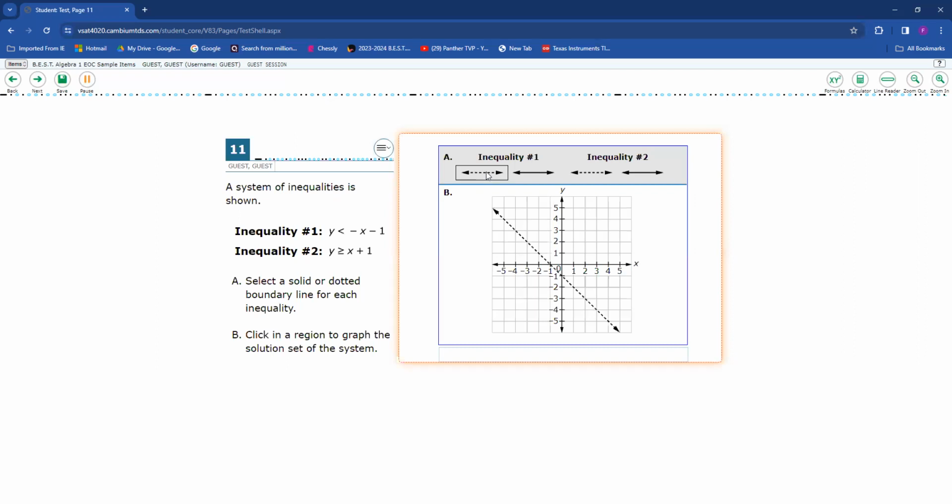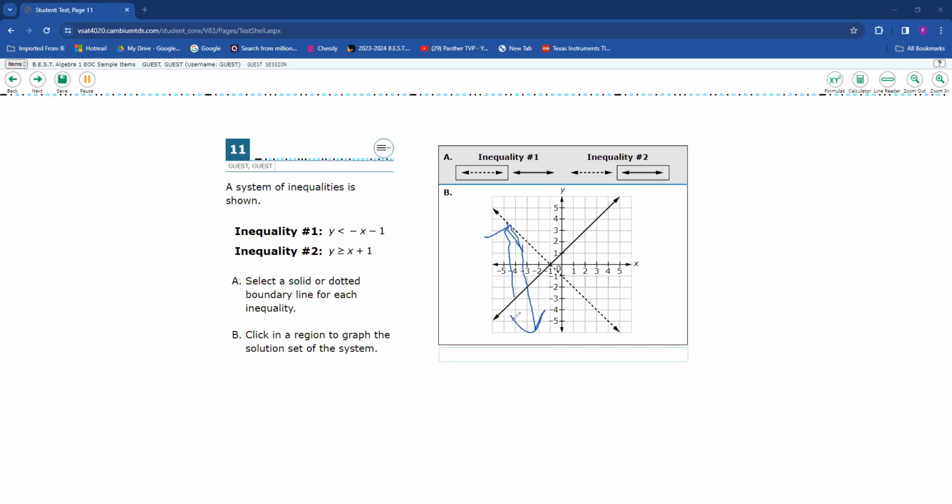Okay, inequality is less than, no equal sign. Second inequality is solid because this inequality symbol is underlined, so that's solid. When it's greater than, you're gonna go up. When it's less than, you're gonna go down. So we need to go up here and we need to go down here.